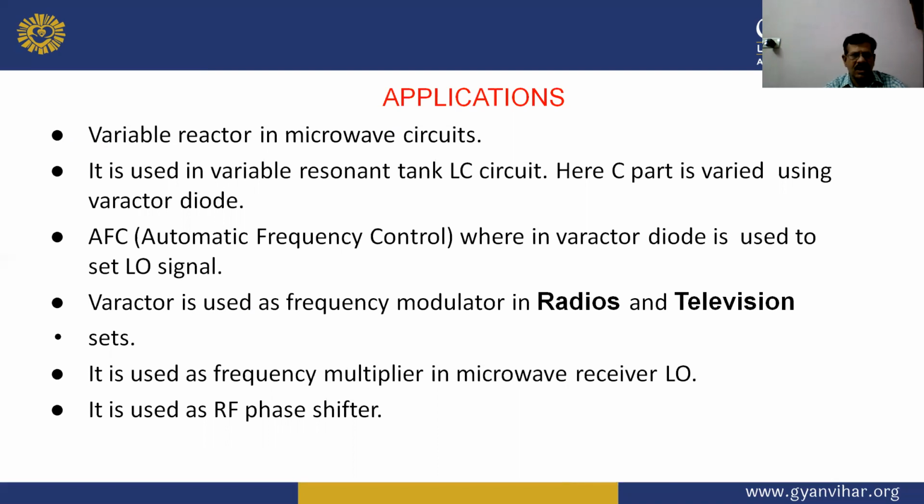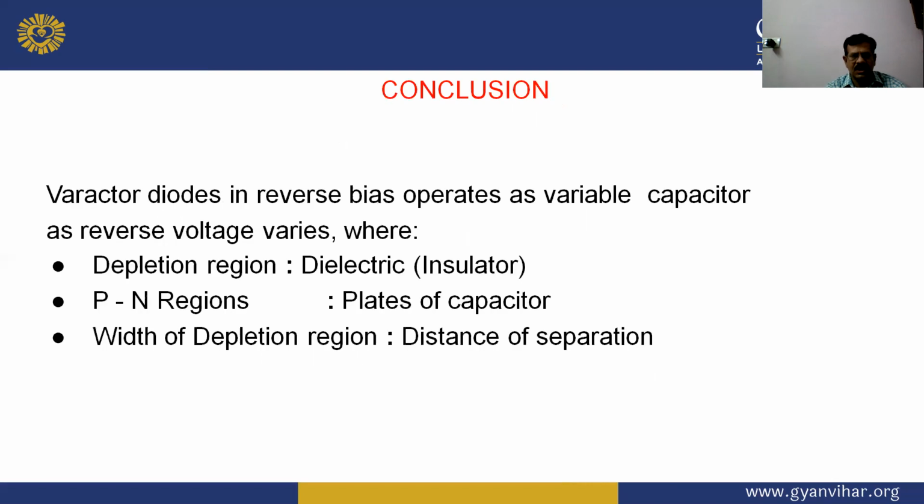The fourth application of the varactor diode is as a frequency modulator in radio and television systems. Next, it is used as a frequency multiplier in microwave receivers, and also as an RF phase shifter. So these are some applications of varactor diodes in different fields.